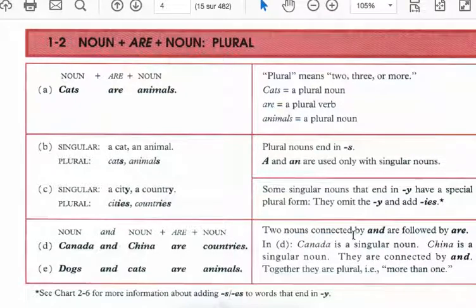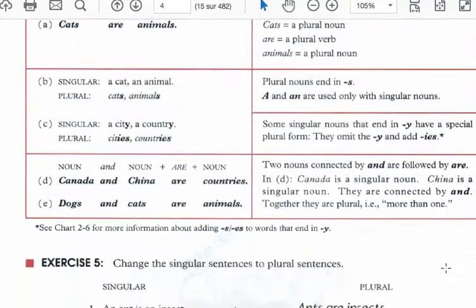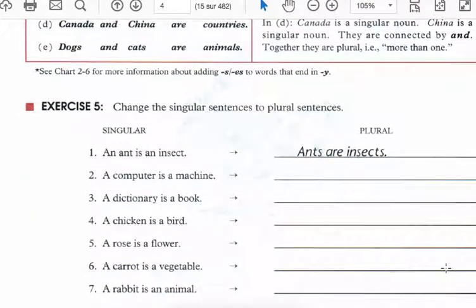So two nouns connected by "and" are followed by "are." Okay? So Canada is a singular noun. China is a singular noun, always. There are not two Chinas. They are connected by "and." Together, they are plural. More than one. Okay? So an ant is an insect. Ants are insects. A computer is a machine.